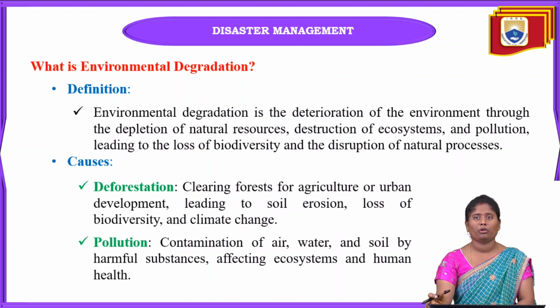And the next is pollution. When there is destruction of the natural resources and the environment, there will be contamination of the air, soil and water. By this contamination, the ecosystem and also humans will be impacted. So when we are building urban areas or industries and factories that emit dangerous chemicals, that will be very harmful towards the climatic condition.